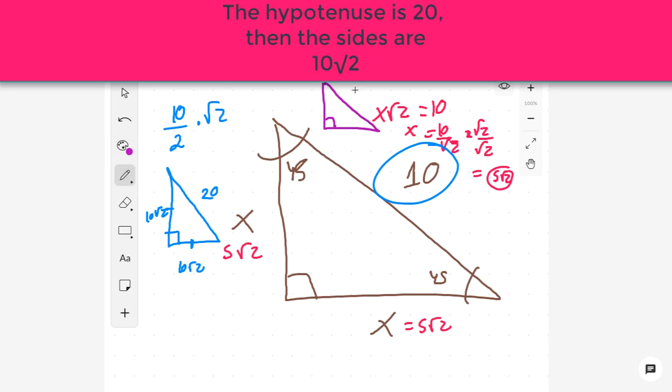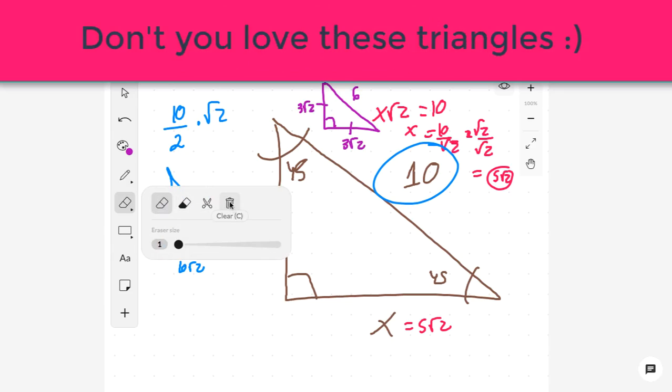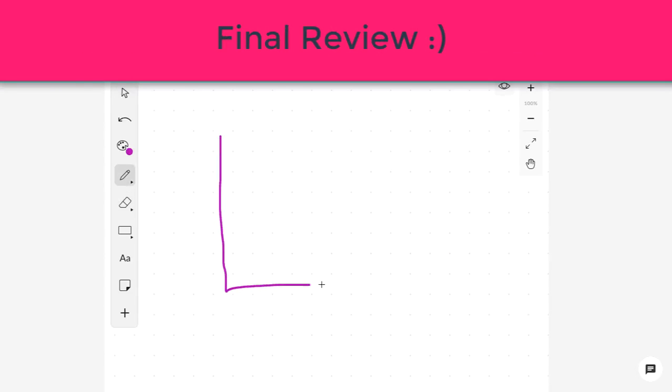Let's do really quick another example right here. Let's say that this guy is equal to 6. Then they tell you this is a right isosceles, so this is 3 square root of 2, 3 square root of 2. Beautiful.